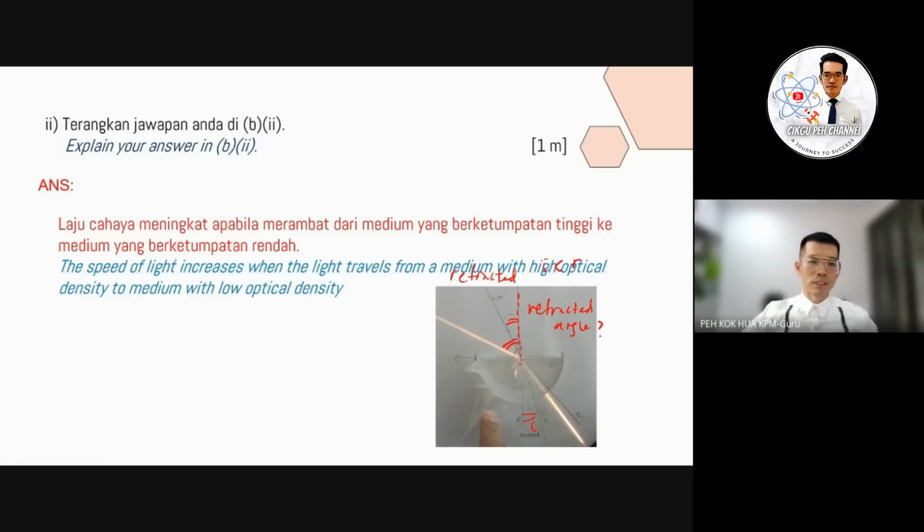So here you have to discuss the speed. The speed of light increases when the light travels from a medium with high optical density to a medium with low optical density. Okay, so this will be the answer.